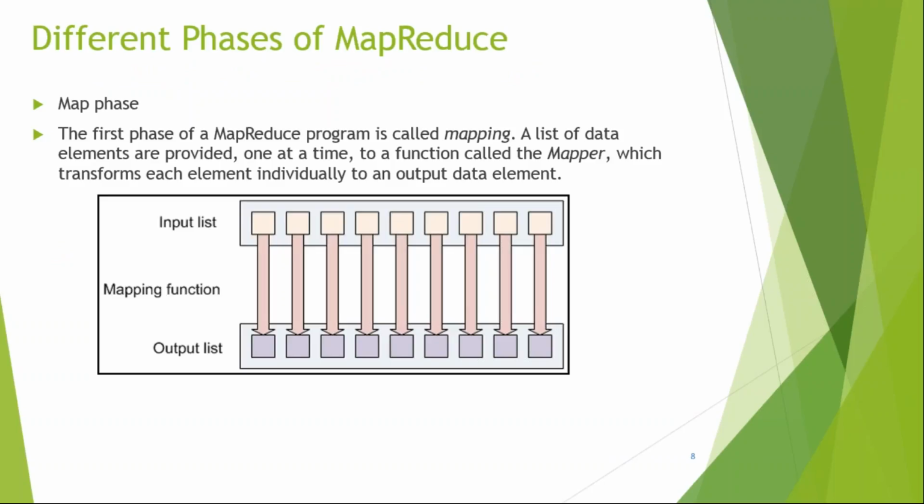Look at the map phase, everyone. What is a map phase? Your input has been broken into pieces and kept in multiple machines. Your map function has been mapped with each block, each chunk, or each piece of the data. The first phase of the MapReduce program is called mapping. A list of data elements is provided one at a time to a function called the mapper, which transforms each element individually to an output.